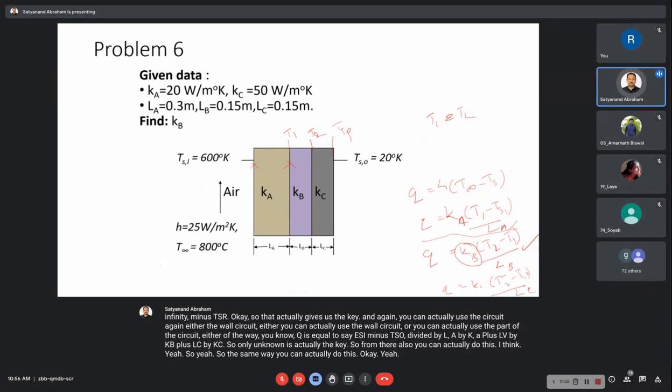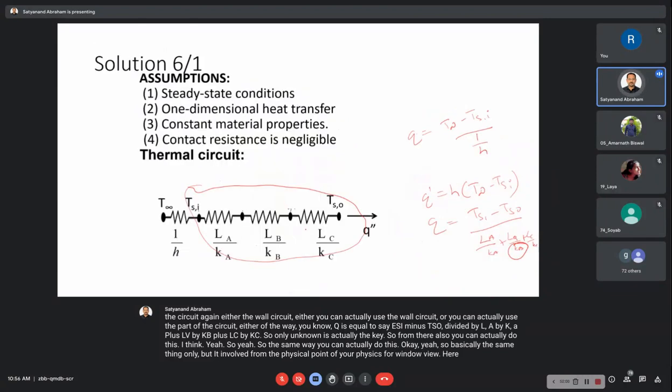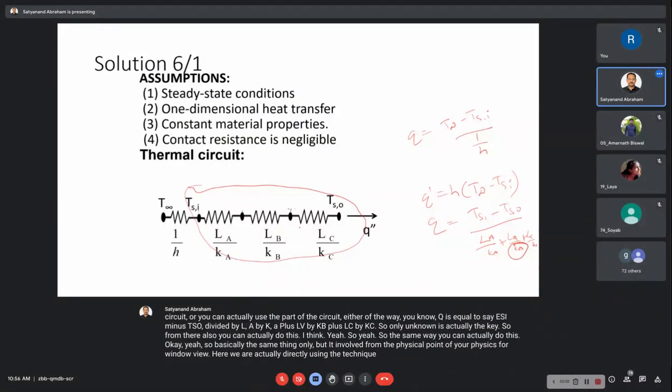Okay, yeah. So basically the same thing, but it is actually a bit more involved from the physics point of view. Here we are directly using the technique of thermal systems.